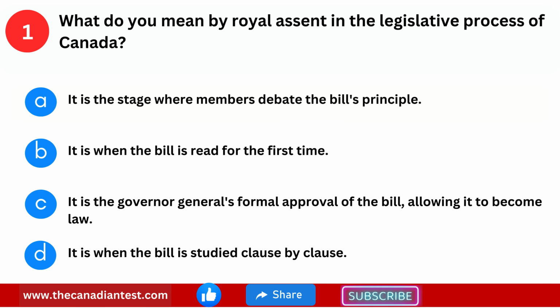What do you mean by royal assent in the legislative process of Canada? Option A. It is the stage where members debate the bill's principle. Option B. It is when the bill is read for the first time. Option C. It is the Governor-General's formal approval of the bill, allowing it to become law. Option D. It is when the bill is studied clause by clause.